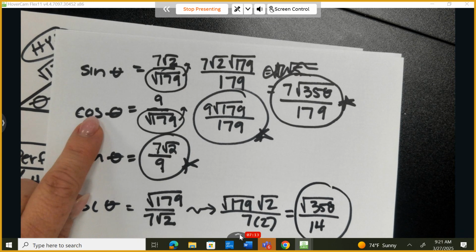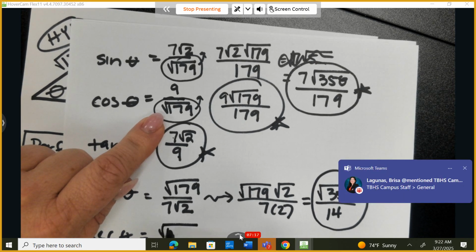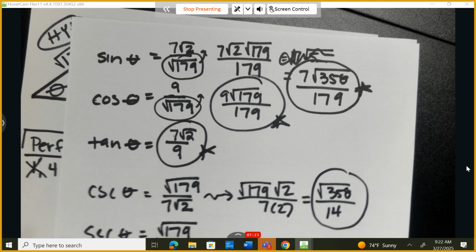Let's find cosine. Okay, here is cosine. I'm going to flip it, so the square root of 179 over 9. Turn to your partner, whoever is taller. Tell your partner what's the next thing we have to do with secant. Go. What do we do?